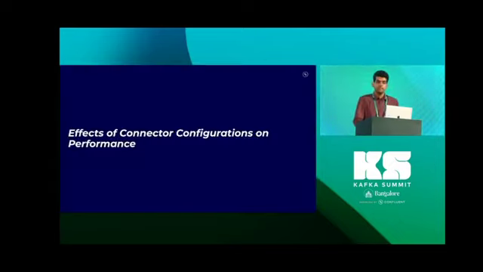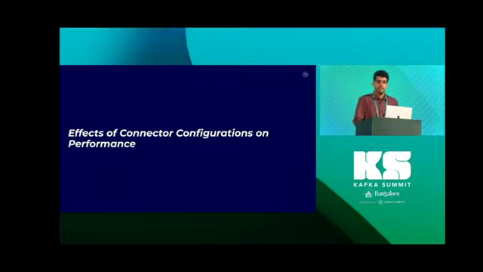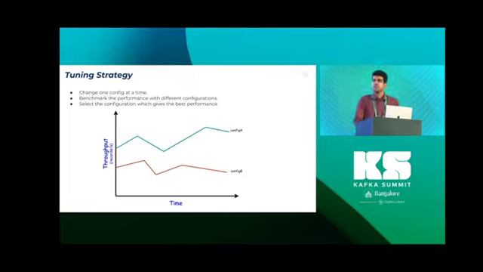Now that we have established how we can perf test a connector, let's take a look at the effects of connector configurations on performance and how we can fine-tune these configurations to get the most out of our connectors. So this is what our tuning strategy should look like. We should only change one configuration at a time. Then we should perf test the connector with each of the different configurations. And finally, we should select the configuration which gives us the best performance.